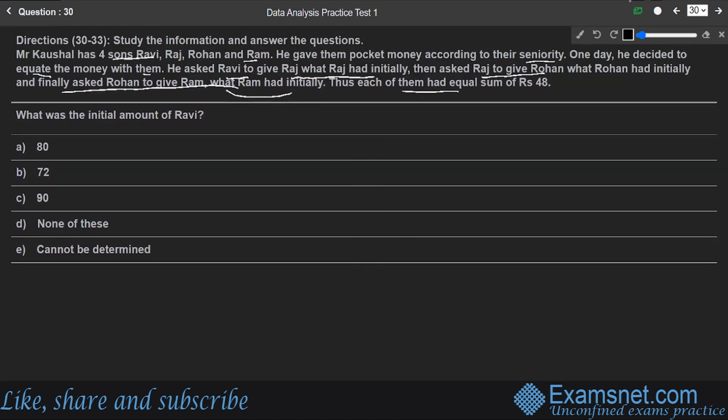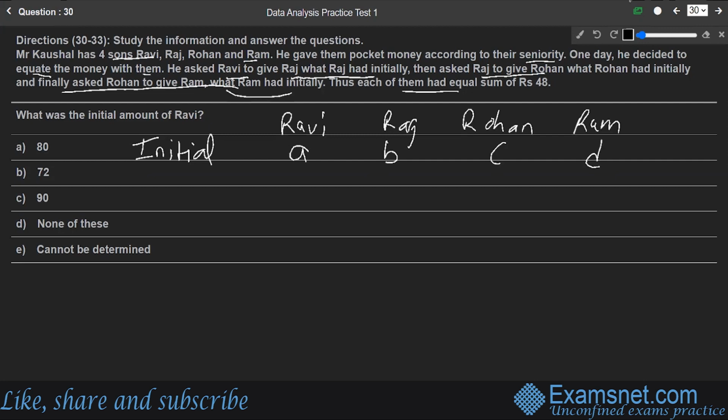So clearly we'll have to work out the share of each one by one. So let us begin with that. We have to assume certain values, so let's make a table out of it. Let's say this is Ravi, this is Raj, this is Rohan, and the next person is Ram. These are the four people available there. He decided to equate the money. He asked Ravi to give Raj what Raj had initially. So let us assume the initial amounts that they each had individually. Let's say Ravi had A rupees, Raj had B, Rohan had C, and Ram had D rupees initially.